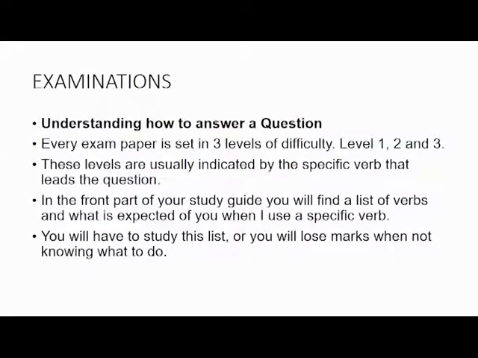Examination. Understanding how to answer a question is key. Every examination paper is set in 3 levels of difficulty. So as you have different questions in the question papers, they are not at the same level of mastery and difficulty. You have some that are at level 1, level 2, and level 3. These levels are usually indicated by the specific verb or action verb that leads the question. It's important that you understand these action verbs or question words.